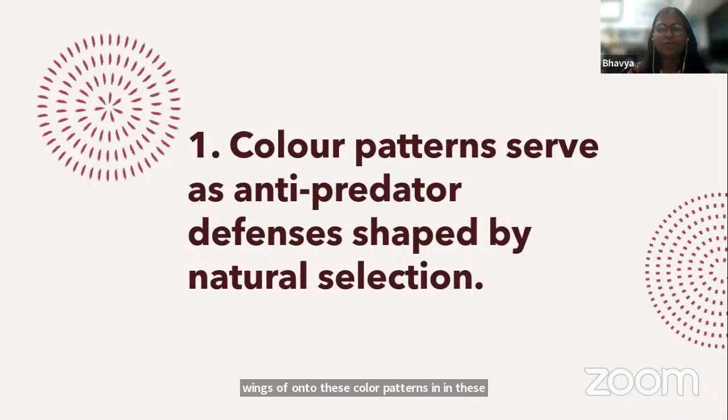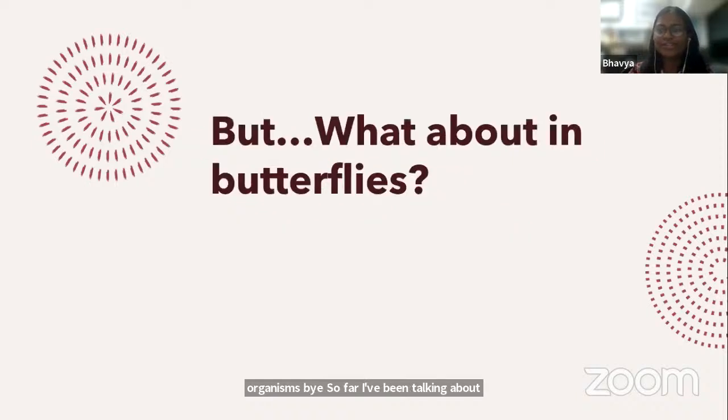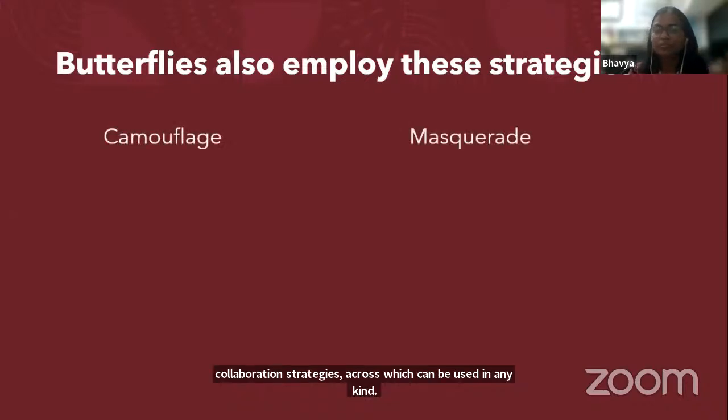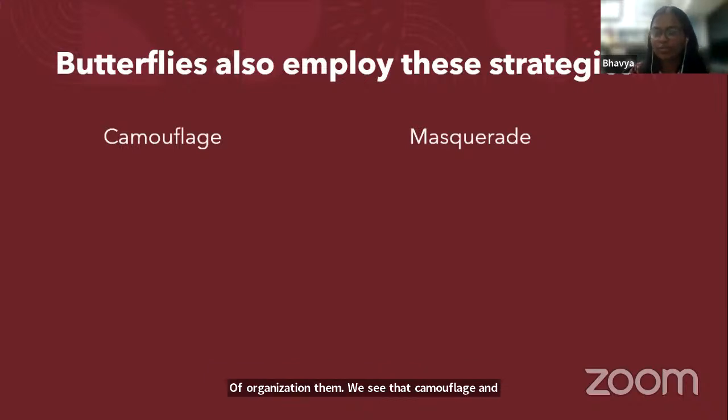So far, I've been talking about almost everything except butterflies, and this is supposed to be a big butterfly month talk. So what exactly is happening in butterflies as well? It turns out that butterflies also employ these same strategies. I was just trying to give you all a general introduction into coloration strategies which can be used in any kind of organism. We see that camouflage and masquerade also exist in butterflies.